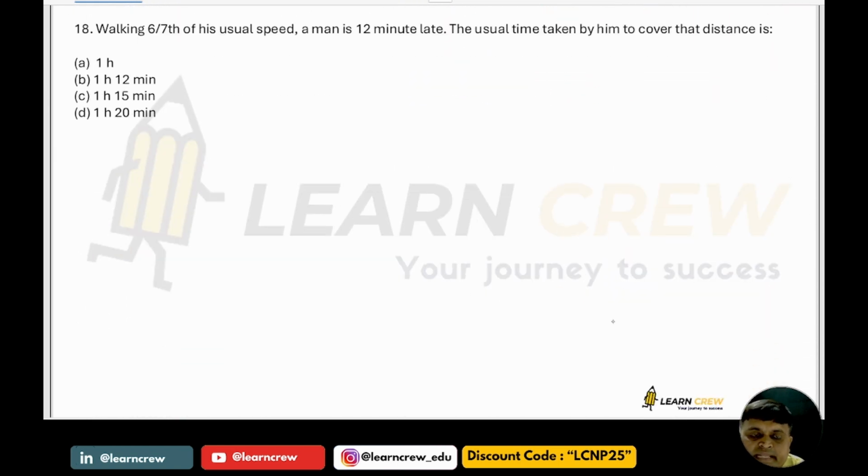Now question number 18. Walking at 6/7 of usual speed, a man is 12 minutes late. Find the usual time taken to cover the distance. So distance is constant. When distance is constant, speed and time are inversely proportional. The usual speed is 7, and he is now walking with 6 parts of that speed. So the speeds are in the ratio 7:6, original walking speed to the new speed.